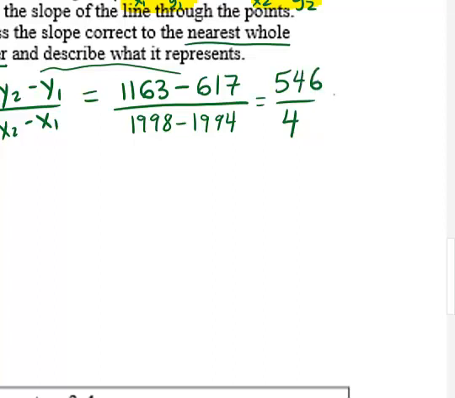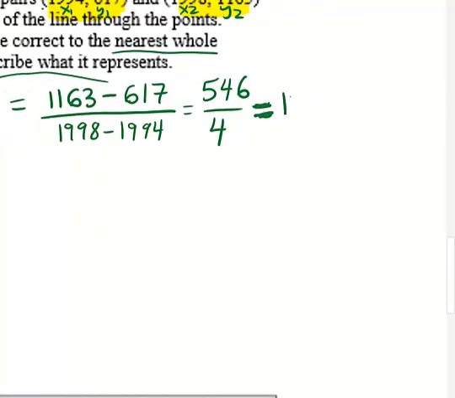I get 546. Okay, and we're supposed to divide those, and then once we divide them, we should get something, and we're going to round it to the nearest whole number. My calculator says it's exactly 136.5. But they want us to round that to the nearest whole number. The 5 would round the 6 up to a 7. So it's about 137 for the slope.